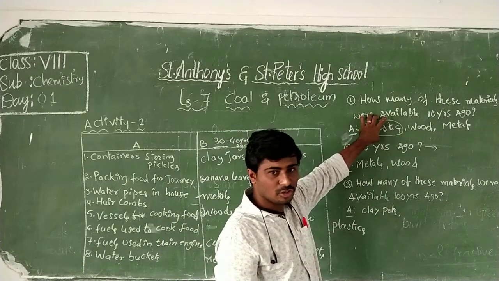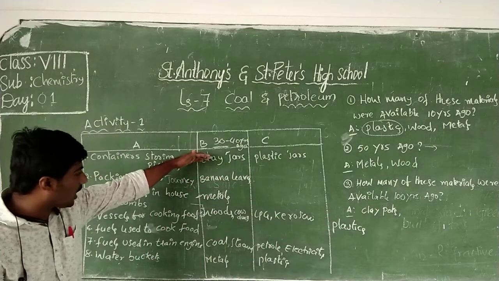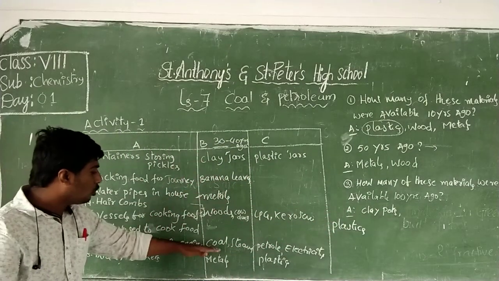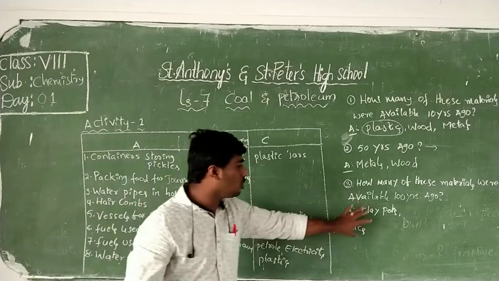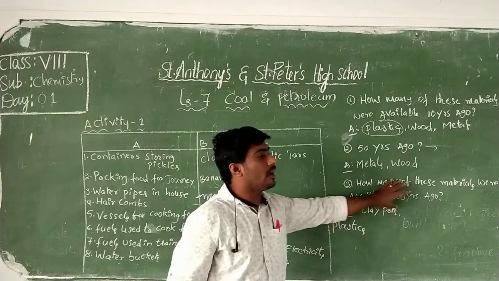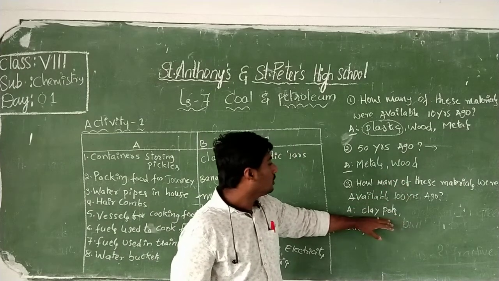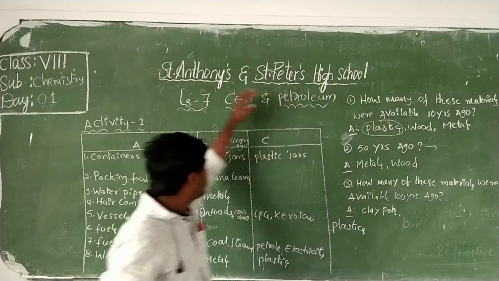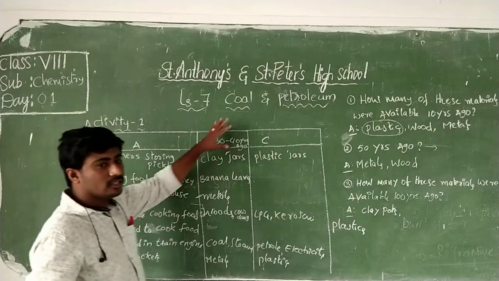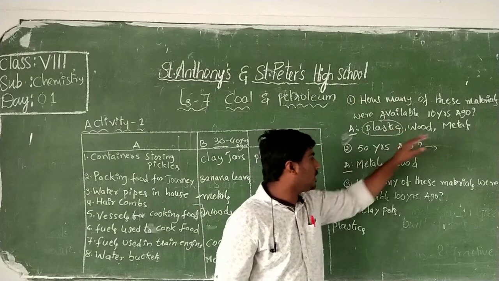Did they know plastic? No. They knew only about clay pots. Here you can see clay jars, coal. From these activities you can see clay pots were available 100 years ago. So from this activity we are going to discuss these points. How many of these materials were available 10 years ago? Plastics were made 50 years ago.